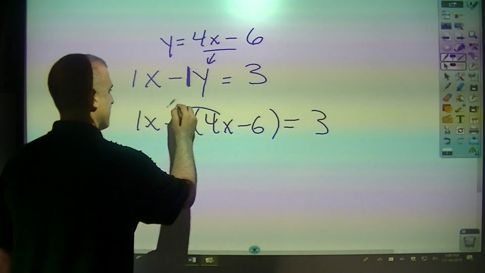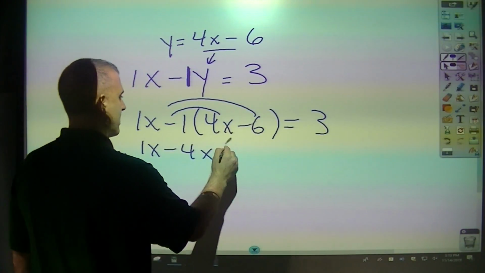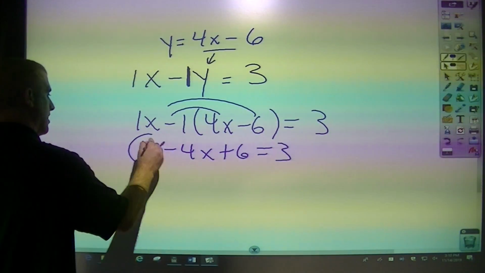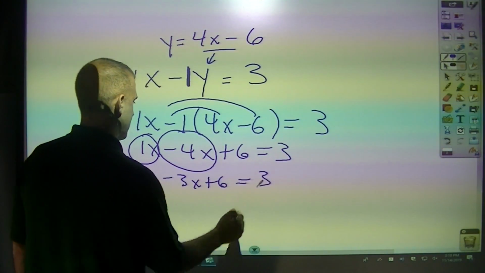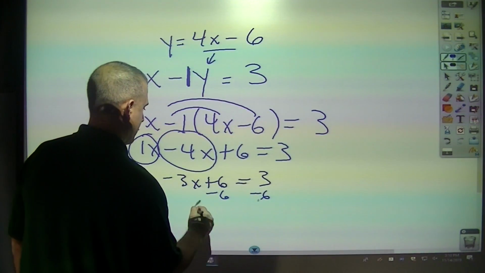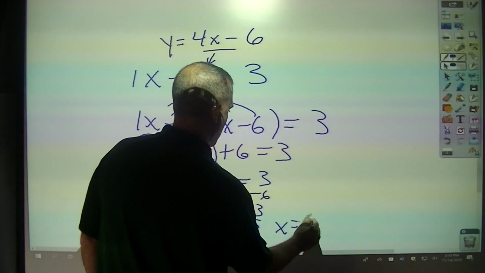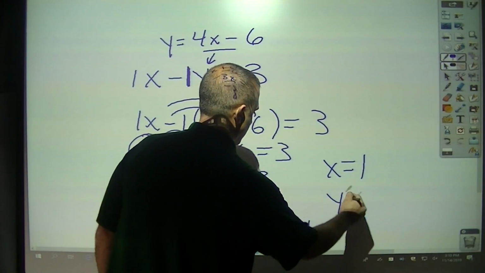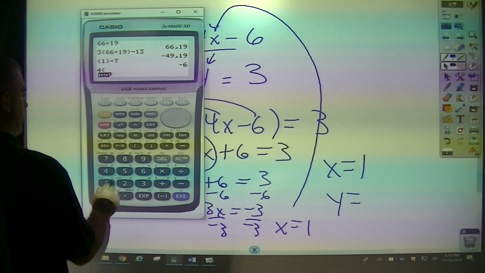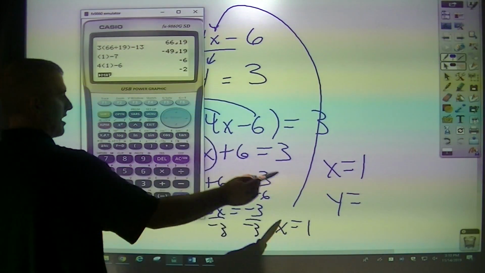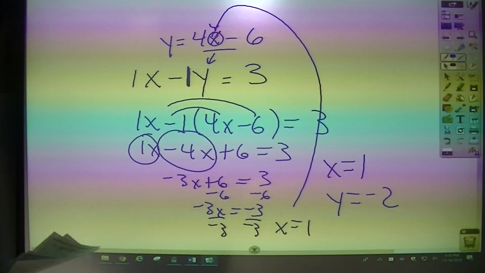So I'm going to take this and distribute it. So I got 1x minus 4x, negative 1 times negative 6 would be positive 6. Okay, this would combine, so it would be negative 3x plus 6 equals 3. Subtract 6 on both sides, negative 3x equals negative 3, divide by negative 3, x equals 1. So I take this 1 and put that right back into there. I got 4 times 1 minus 6 is negative 2. So I just put this number right back into there.